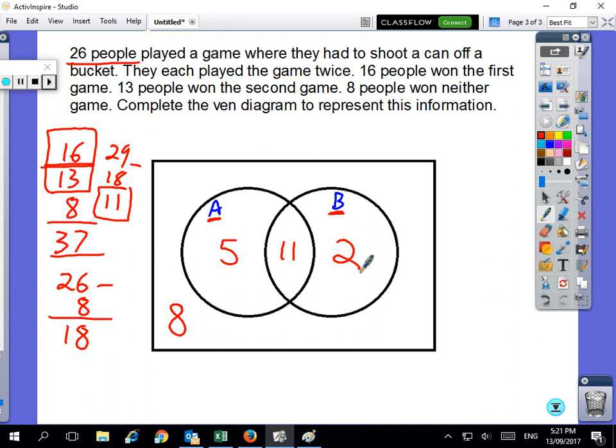Now, have we satisfied this? Do we have 26 people altogether? 5 plus 11 is 16. 16 plus 2 is 18. 18 plus 8 is 26. We've got the right number of people. We've got 16 winning game A and 13 winning game B.